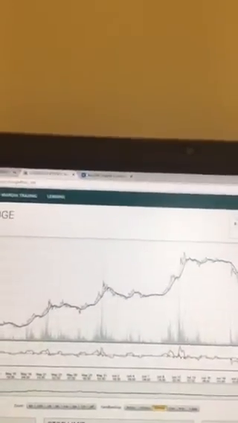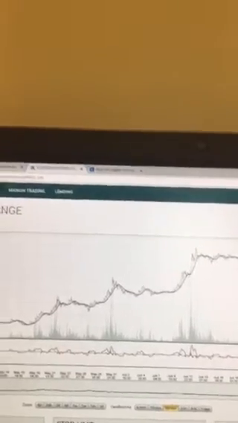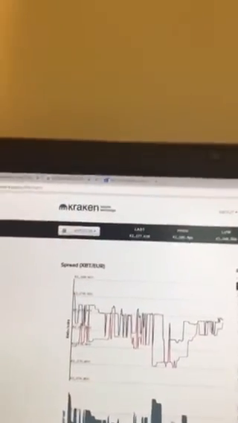Poloniex is also only US dollars and digital coins, so go to Kraken. Hope this gives you enough insight into how to trade.